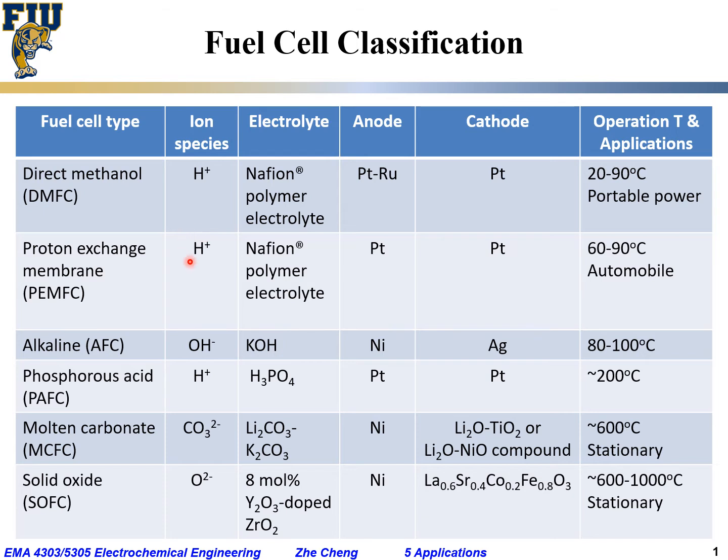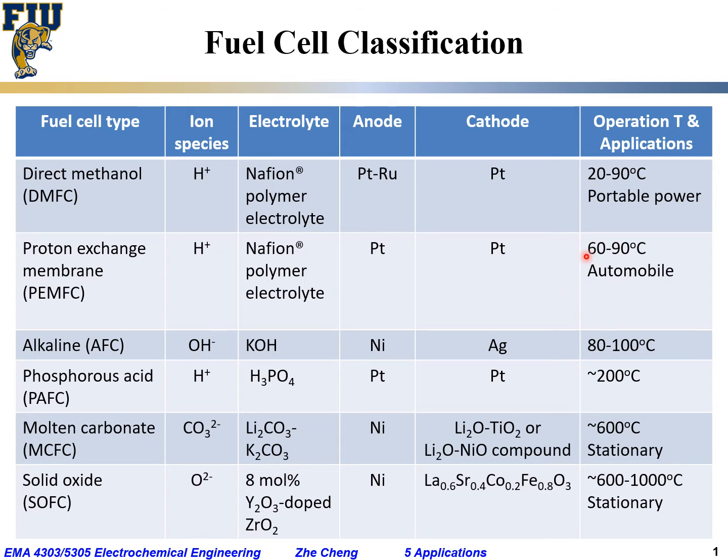In this case, the ionic species that goes through the electrolyte is still proton. The electrolyte material used is mostly Nafion polymer electrolyte. Of course, there have been many other polymer electrolytes that have been studied, but the most common one is Nafion. The anode, where the hydrogen molecule gets oxidized, is still platinum based, while the cathode, where the oxygen molecule gets reduced, is also platinum.